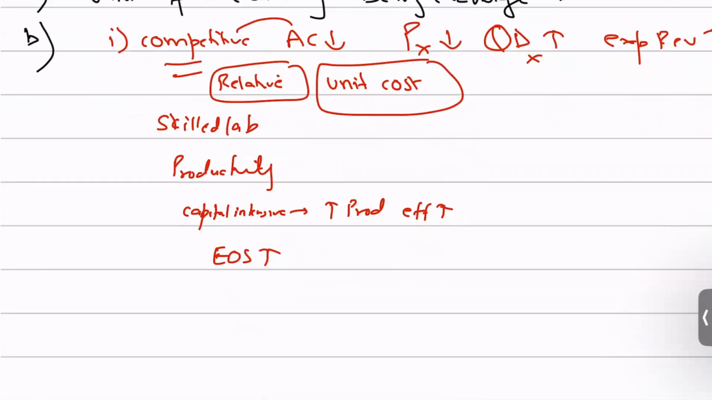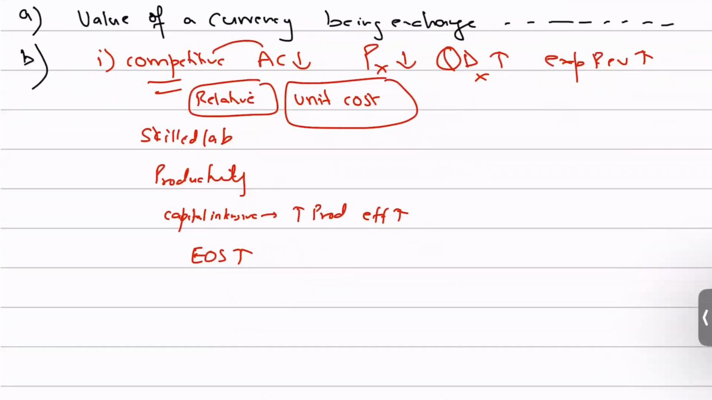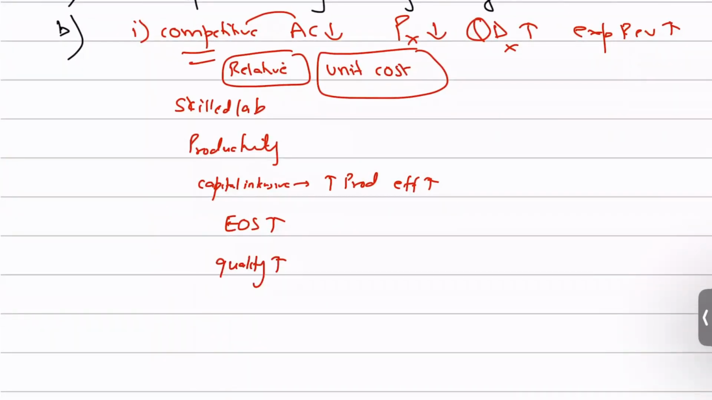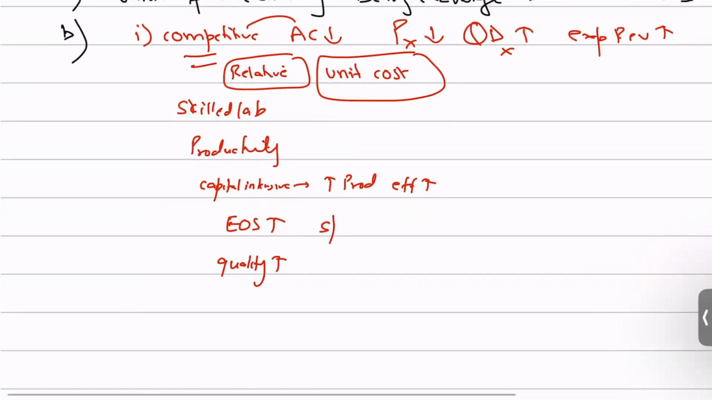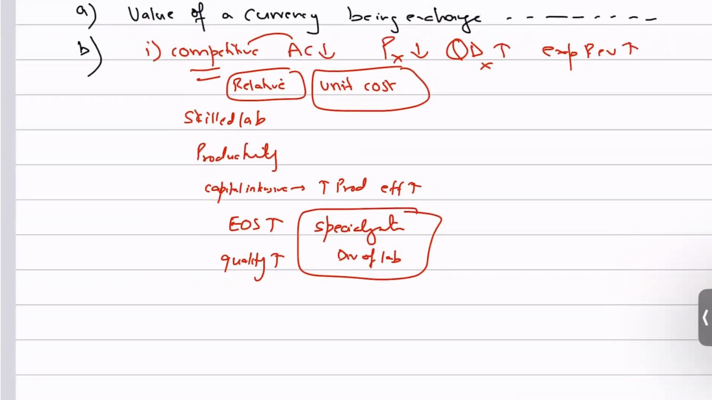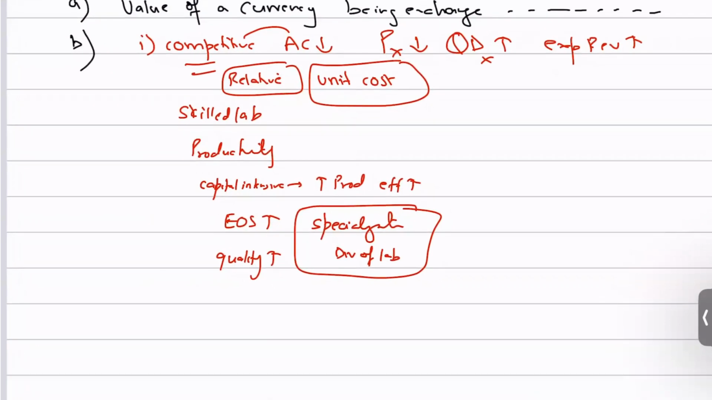Quite simple, right? Or the exports could also get competitive maybe because the quality of the exports is going up because of better quality raw material, maybe more skilled labor, etc. So yes, these are all the reasons why your exports will get competitive and why the average cost may go down, right? Or because of more specialization and division of labor. All these factors could contribute. So these are the factors that would make the exports competitive.